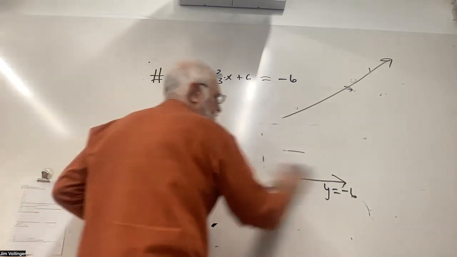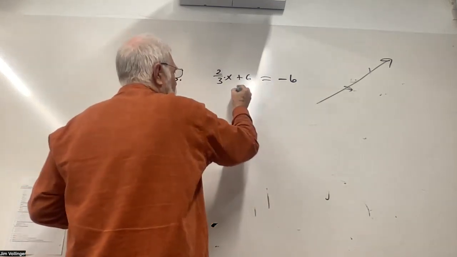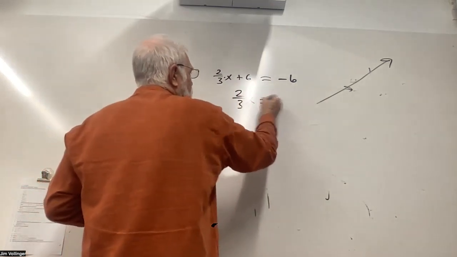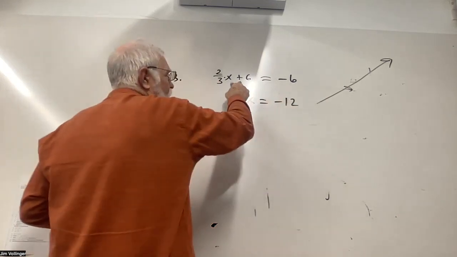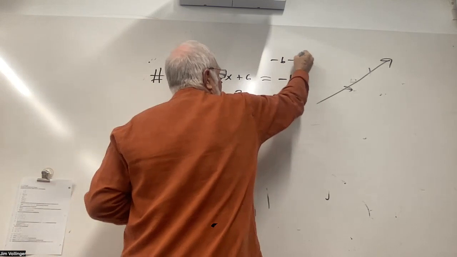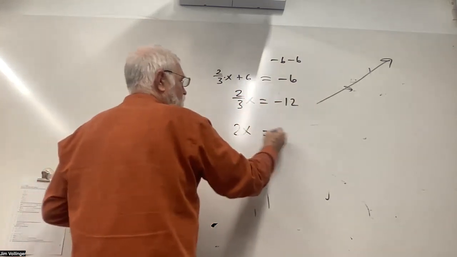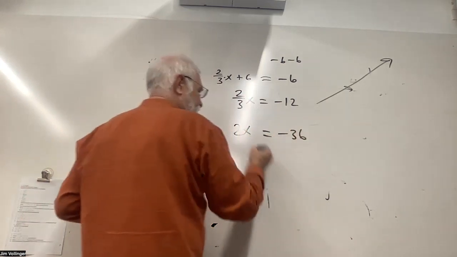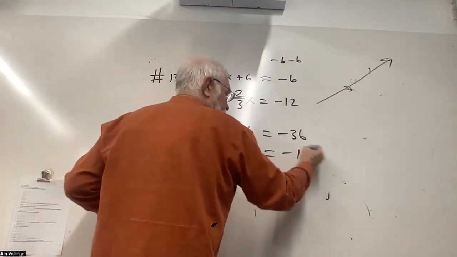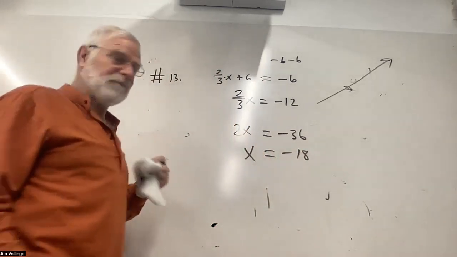Let's go find it. I shouldn't have erased that, but I want to just do the work here. So I'll take 6 away. 2/3 x equals negative 12, right? So I'm taking addition of 6, so I'm doing -6, -6. Now I'm going to multiply by 3. 2x equals, oh, I had a good guess. Woo, -36. I nailed it. -18. I'm real pleased with myself on that one.